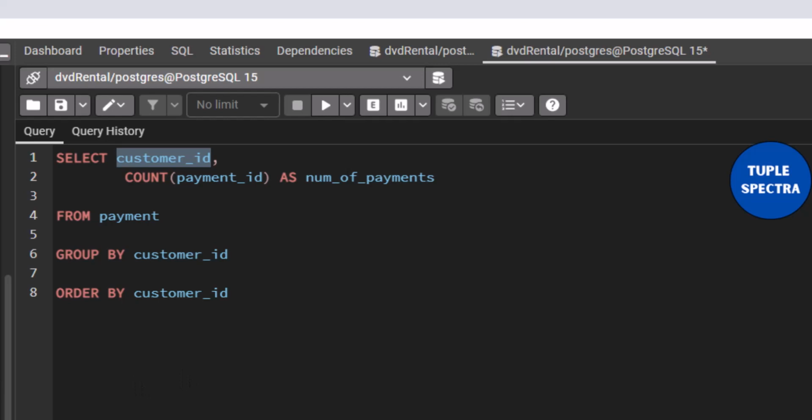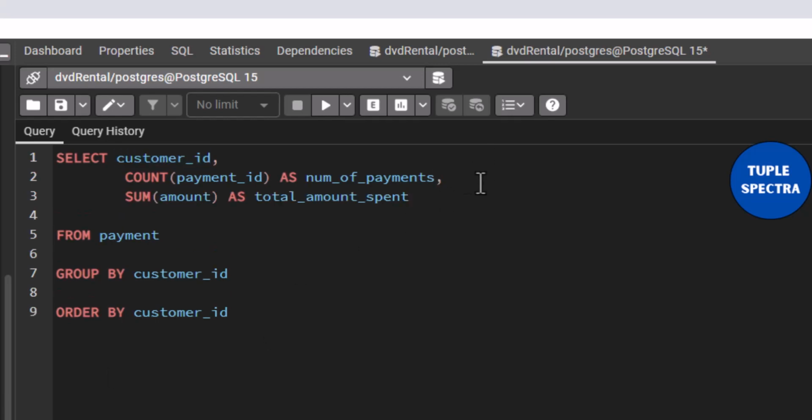What about if we want to get the sum that each customer has spent on renting films? We want to get the sum of the amount each person has spent. Okay, I'm going to use my alias also. I will say total amount spent. If we run that, take note, this customer ID is still going to be here. It's still going to be in the group by column.